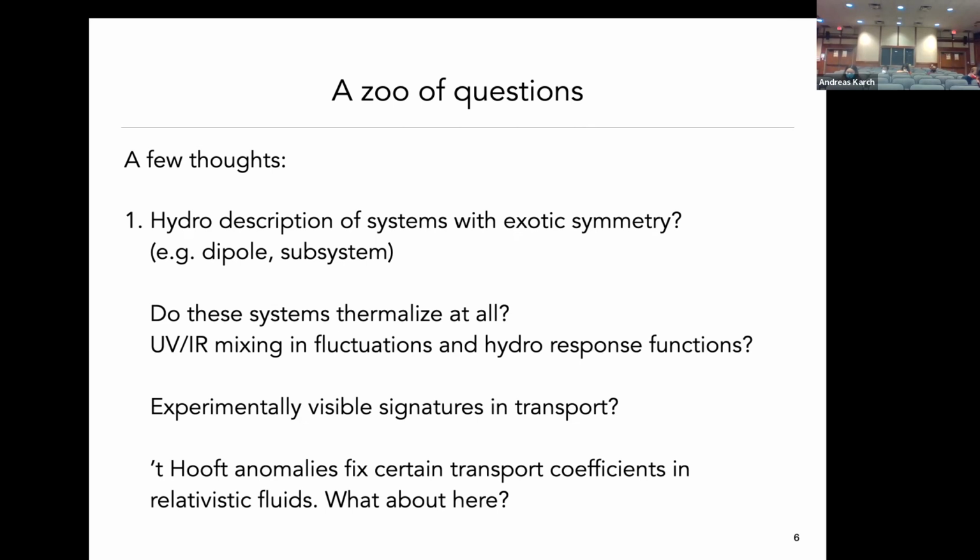Another comment is that in the history of transport for relativistic systems, there's a lovely fact that 't Hooft anomalies can fix certain transport coefficients, which leads to observable physics, chiral transport phenomena, for instance, in 4 dimensions. And while there are lattice models with fractons with these exotic symmetries that do have certain anomalies, you might wonder if these anomalies can leave any imprint on the transport. Can they be measured? Maybe not. We're working on this. These are good questions.